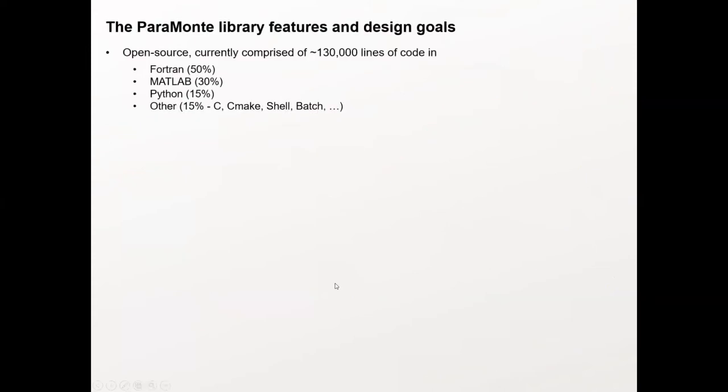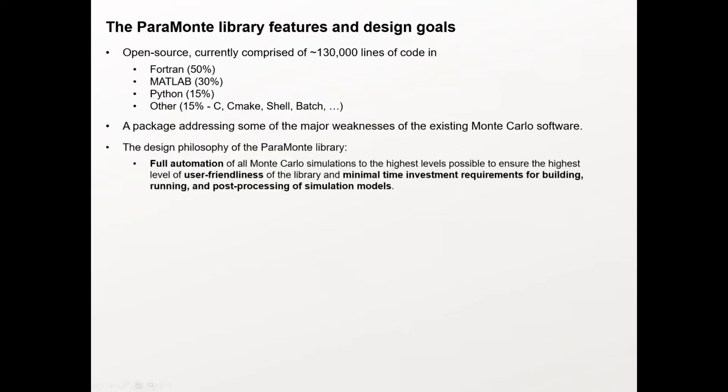Now, to give you a brief review of this package, it's of course open source. It's currently comprised of about 130,000 lines of code. Effectively, I think removing new lines and so on, it is probably around 100K lines. Half of it is in Fortran, 30% in MATLAB, 50% Python, and then 50% C, CMake, shell and batch and other things. And it's a package that addresses some of the major weaknesses of the existing Monte Carlo software with the design philosophies that are listed here.